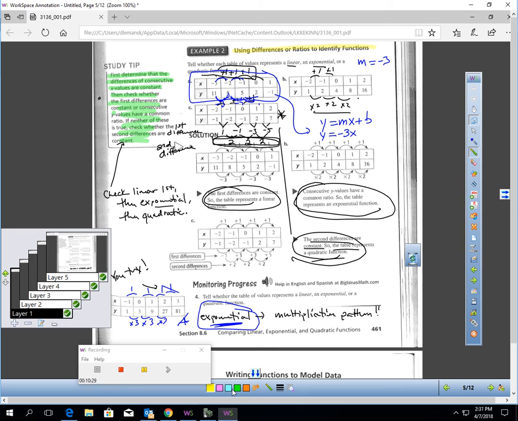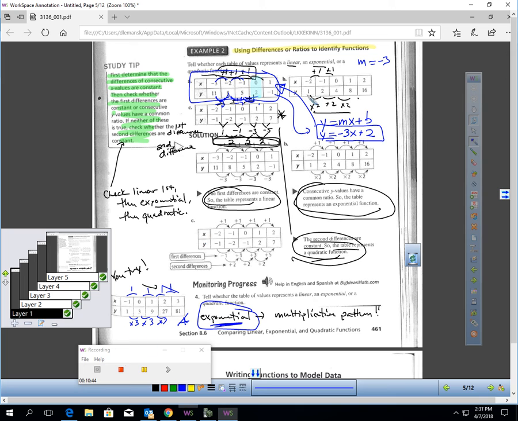Now, I need the y-intercept. Look at the table. Do you see how the y-intercept, I'm highlighting it, is 2? That means b is 2. So plug a 2 in for b. There is your equation for that table. That's a linear table. Y equals -3x plus 2 would be the equation for that table.